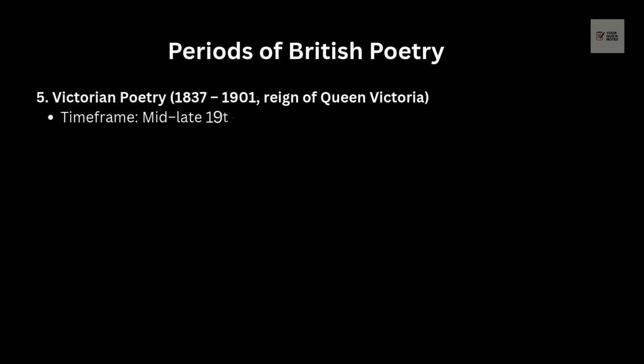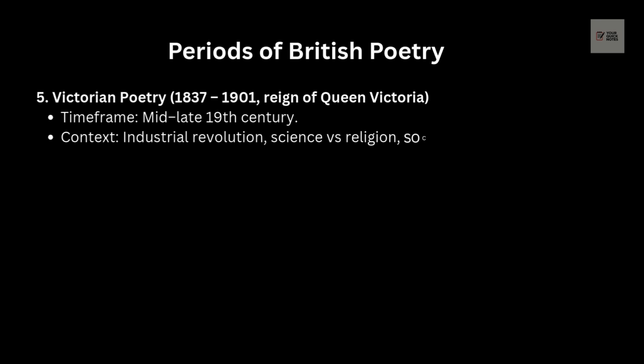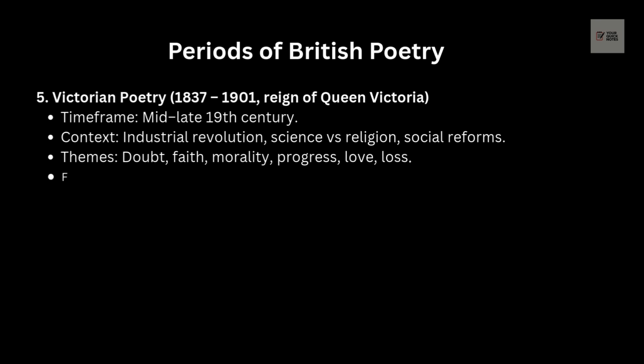Next comes the Victorian period of British poetry, which lasted during the reign of Queen Victoria, from 1837 to 1901. This was a time of great progress in industry, science, and society, but it also brought confusion and doubt about faith and traditional values. The themes of this age often show a struggle between faith and doubt, love and loss, progress and morality. Poets tried to balance human emotions with the challenges of a fast-changing world.